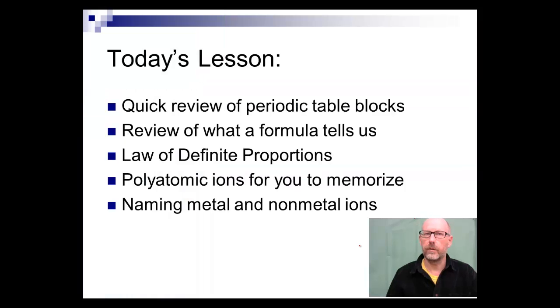Chapter 7. For today's lesson, we'll take a quick review of the periodic table parts, or the blocks. We'll review what a formula tells us about a compound. We'll look at the law of definite proportions. We'll think about the polyatomic ions and other compounds that you'll need to memorize. It's like the ABCs. And then we'll look at naming the ions, the metal and nonmetal ions that we will be using to make compounds.